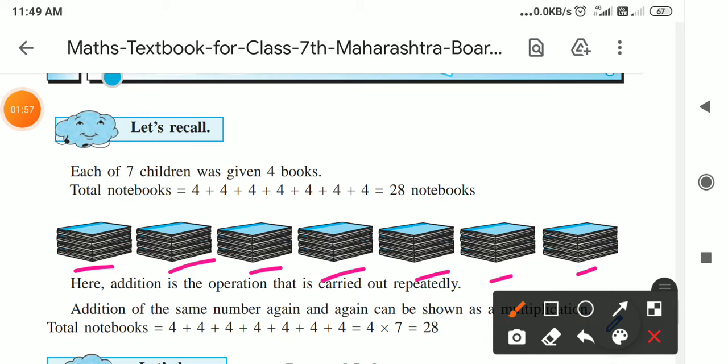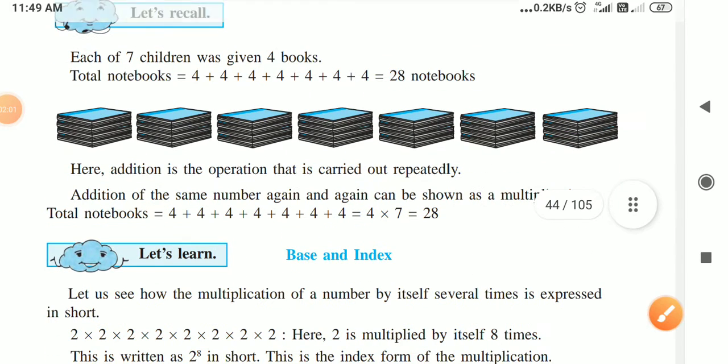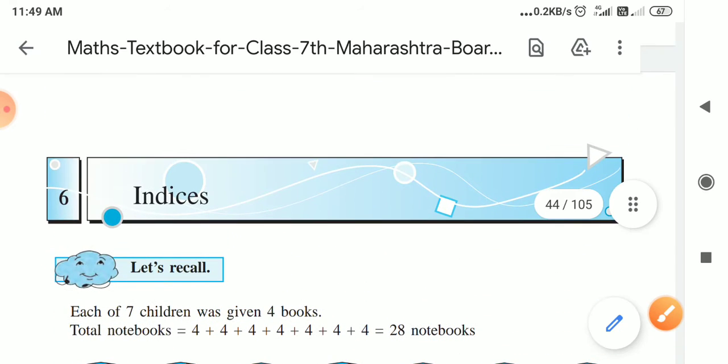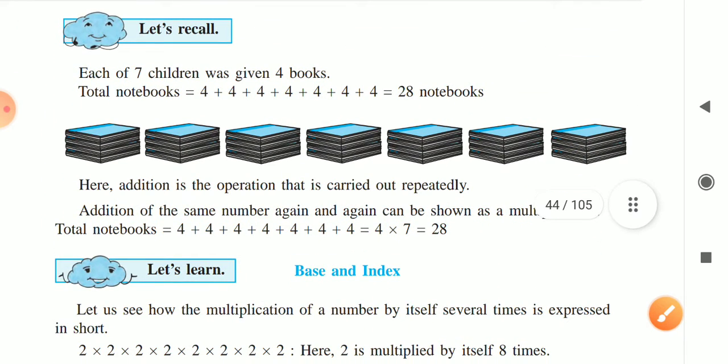So in this example, just now I showed you that 4's addition 7 times means 4 into 7. The both answers are the same, means 4 plus 4 plus 4 plus 4 plus 4 plus 4 plus 4 equals 4 into 7 equals 28. That you know. Now the new thing in the lesson of indices is the base and the index. Which is base? Which is index?